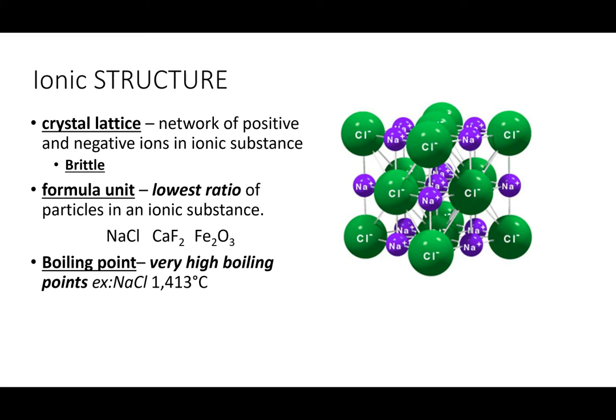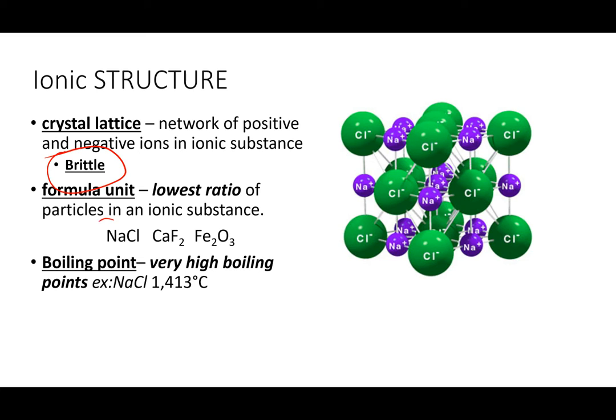Real quick, what happens when ionic bonds form is they form positives and negatives, and they arrange in a specific structure like this, where positives and negatives repeat. We call this a crystal lattice structure. Because they form this crystal lattice structure, it makes them very brittle.